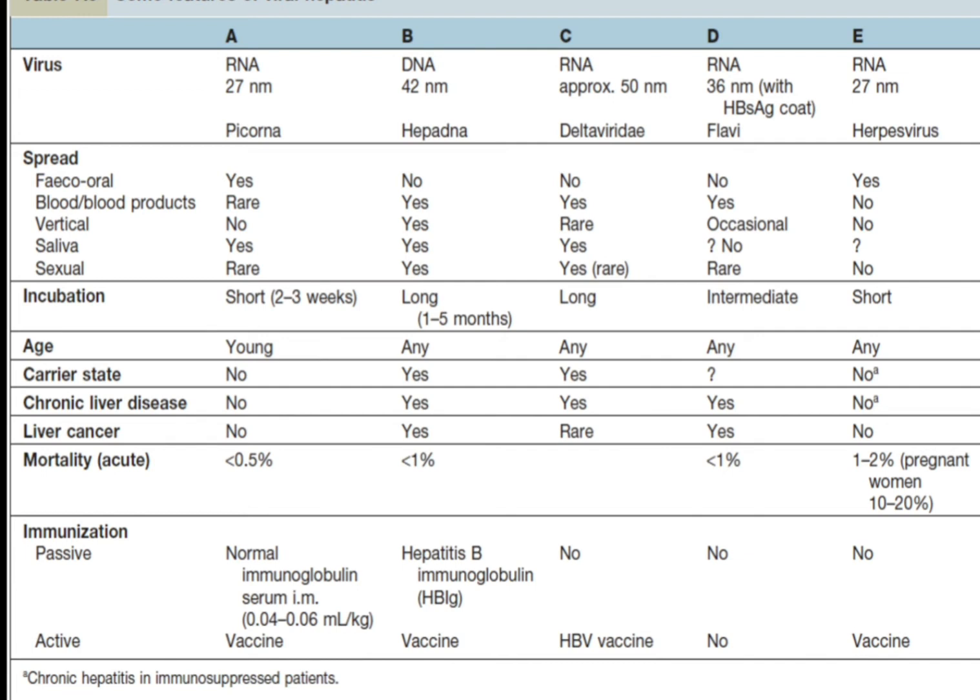So immunization. Passive immunization: normal immunoglobulin serum, we give it IM, for hepatitis A. For hepatitis B, we give hepatitis B immunoglobulin. Hepatitis C, D, and E have no passive immunization. Active vaccination: we have got a vaccine for hepatitis A, B, E, and for D it is the hepatitis B virus vaccine. And there is no vaccine for hepatitis C.